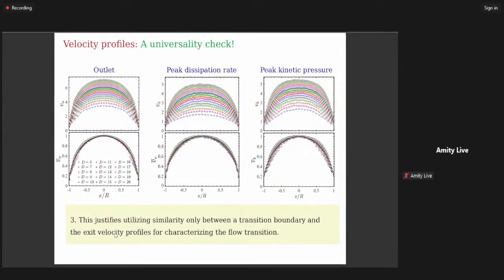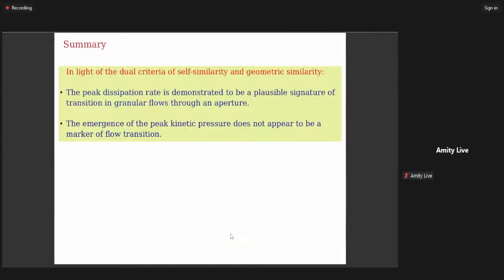So this again justifies utilizing similarity only between the transition boundary and the exit velocity profiles for characterizing the flow transition. I would like to justify why we are not considering only the velocity and why the shape is also important. So that's the summary. In light of the dual criteria of self-similarity and geometric similarity, we demonstrated that the peak dissipation rate is a plausible signature or marker of transition in granular flows through an aperture, and the emergence of the peak kinetic pressure does not appear to be a marker of flow transition.